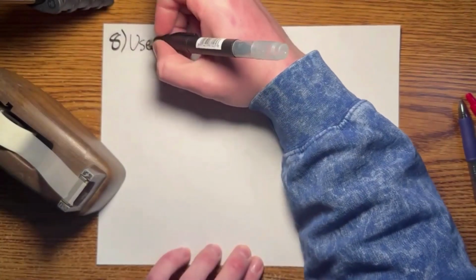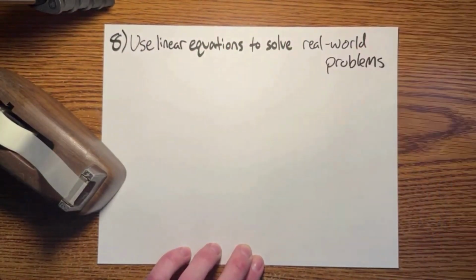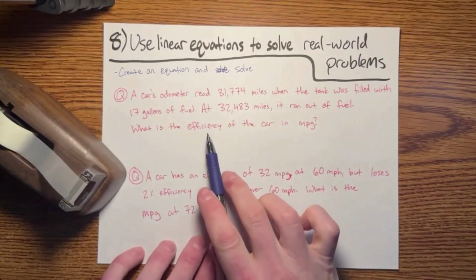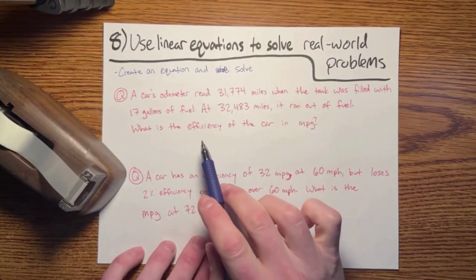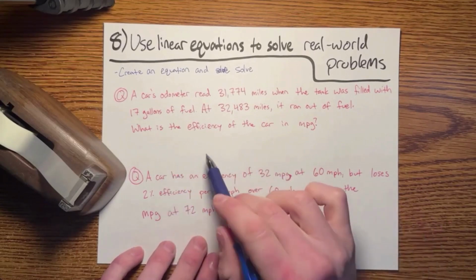Number 8. Use linear equations to solve real-world problems. For these problems, you'll need to create an equation from a written description and solve that equation. In particular, you'll be asked questions about fuel efficiency, so I have 2 examples here.